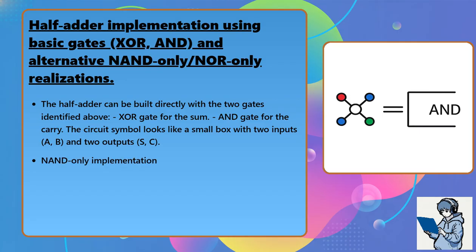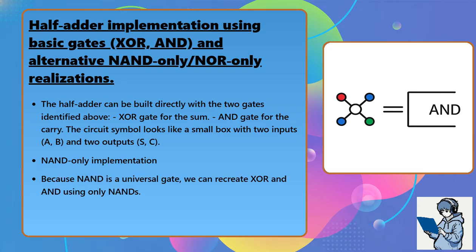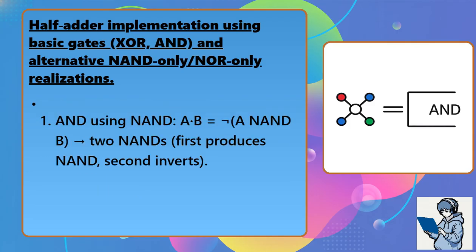NAND only implementation. Because NAND is a universal gate, we can recreate XOR and AND using only NANDs. 1. AND using NAND. A dot B equals NOT (A NAND B). Two NANDs: the first produces NAND, the second inverts.